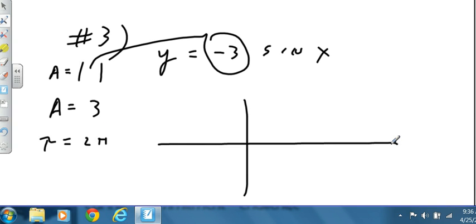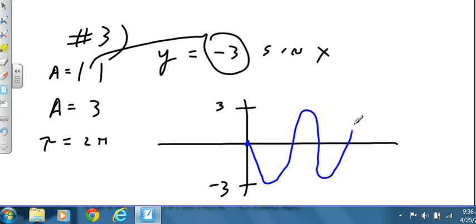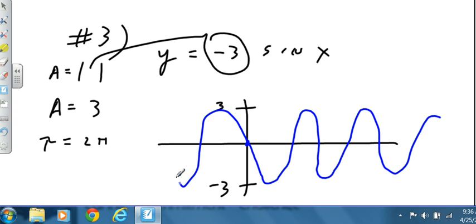All right, so there we go. So now we're going to go all the way up to 3. We're going to go all the way down to minus 3. We're going to start at 0. But because we're negative, instead of going up and going down, we're going to go down, and then we're going to go up. So there we go. And we're going to go the other way too.